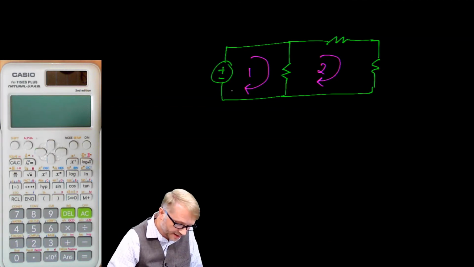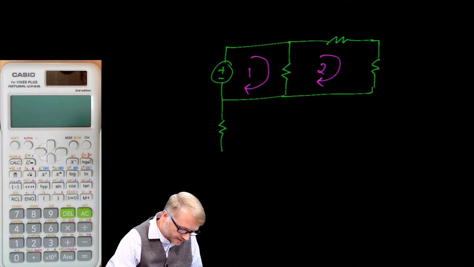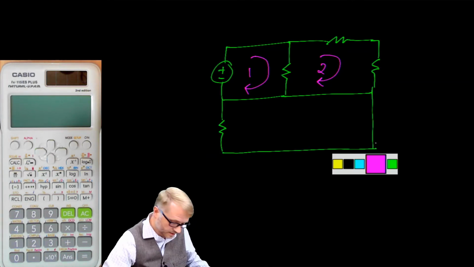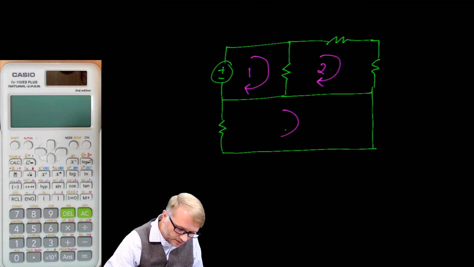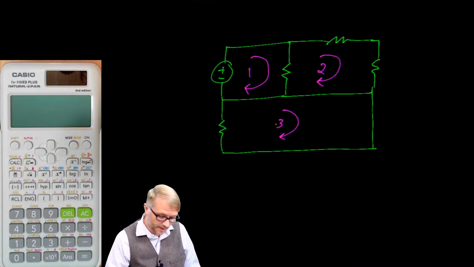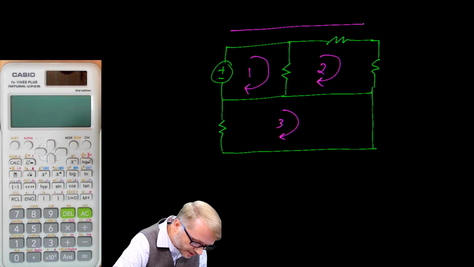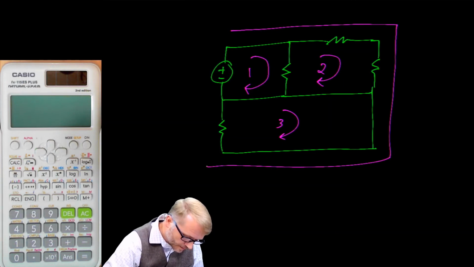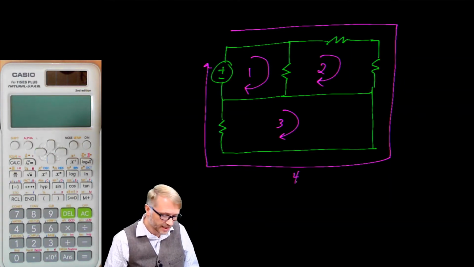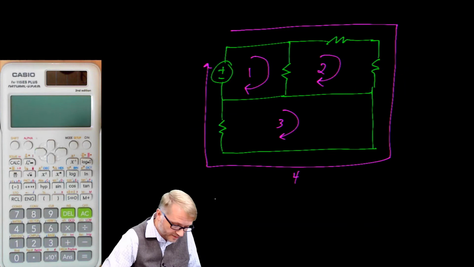But why stop there? We'll add a resistor there. And now we have loop 3. But there's actually one more loop. There is an outer loop as well. So that circuit has 4 loops. And it turns out that KVL is true for every loop.